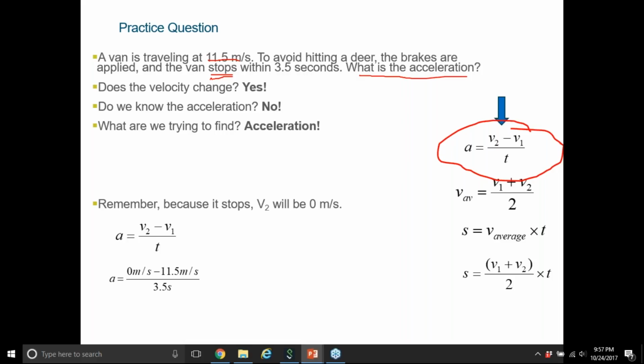So because it stops, V2 will be 0. So here are our numbers. Our ending velocity is 0. Our starting velocity is 11.5. Our time was 3.5 seconds.